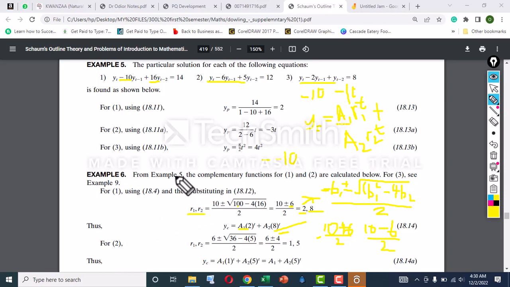So in a situation where they now ask you to find the general solution, what you are just doing is that you just add this your guy here. This your guy you just got here. So you just add that first one you got here plus 2. Just add it here plus 2. And that's your general solution.